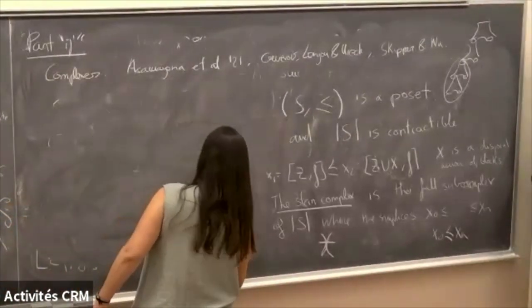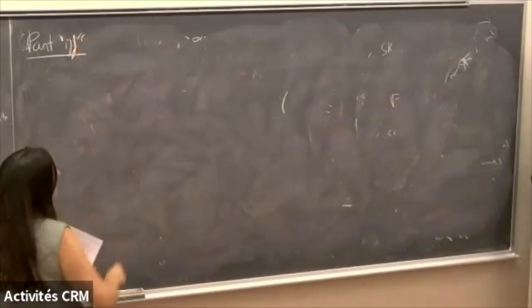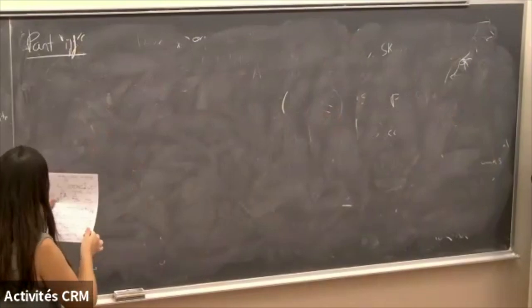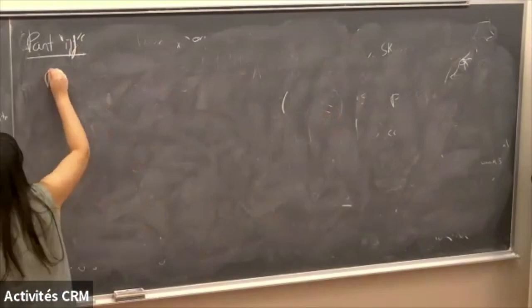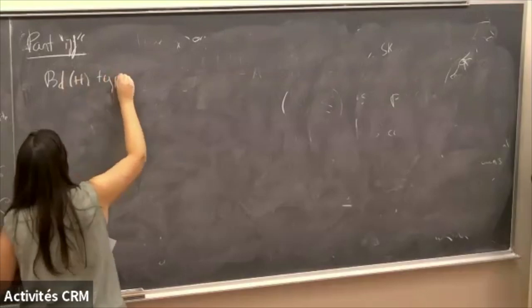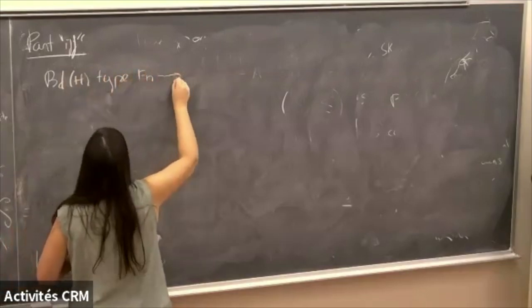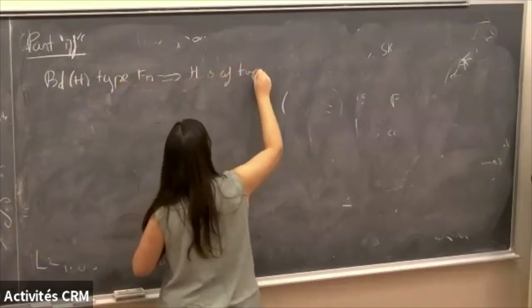For the other part, the if and only if part is a totally different strategy. So we want to prove that if H is the contrary, right? So I want to prove that if this is of type Fn, then H is of type Fn.